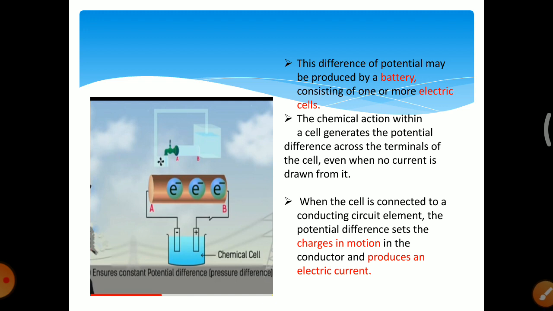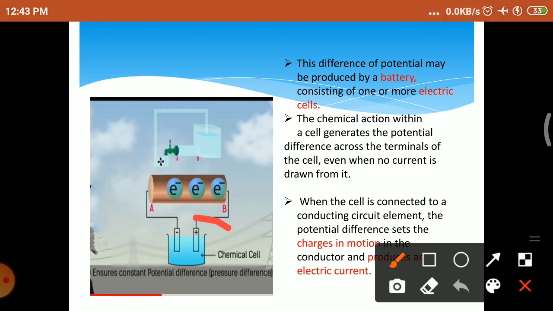So this difference of potential may be produced by a battery consisting of one or more electric cells. So here I took the chemical cell, the battery or chemical cell. A battery means it consists of one or more cells. So here I used the cell as an external agent to produce the continuous flow of electrons.